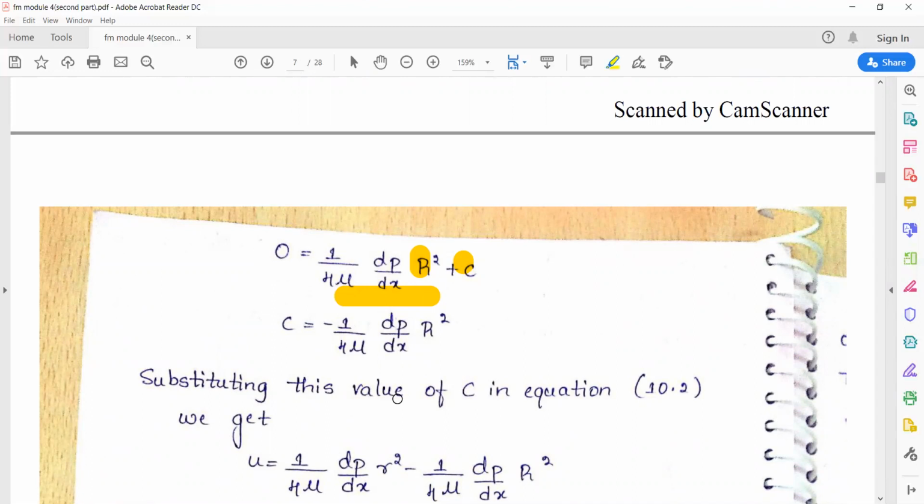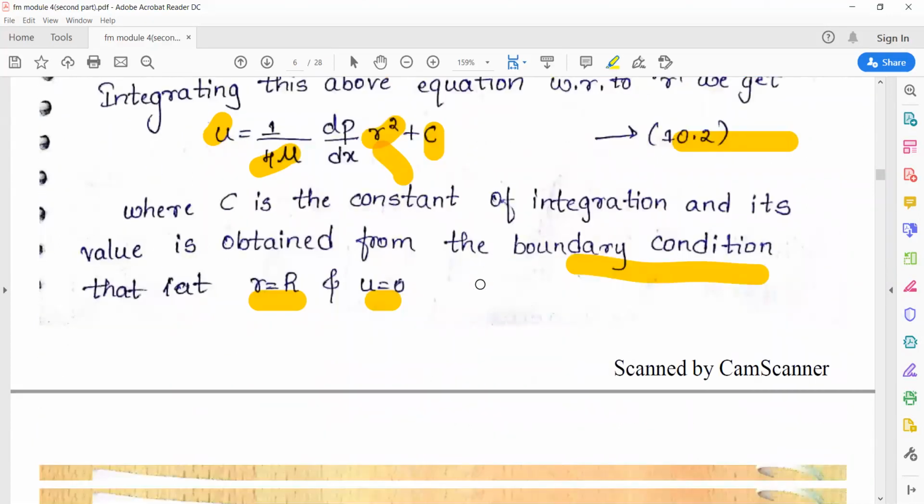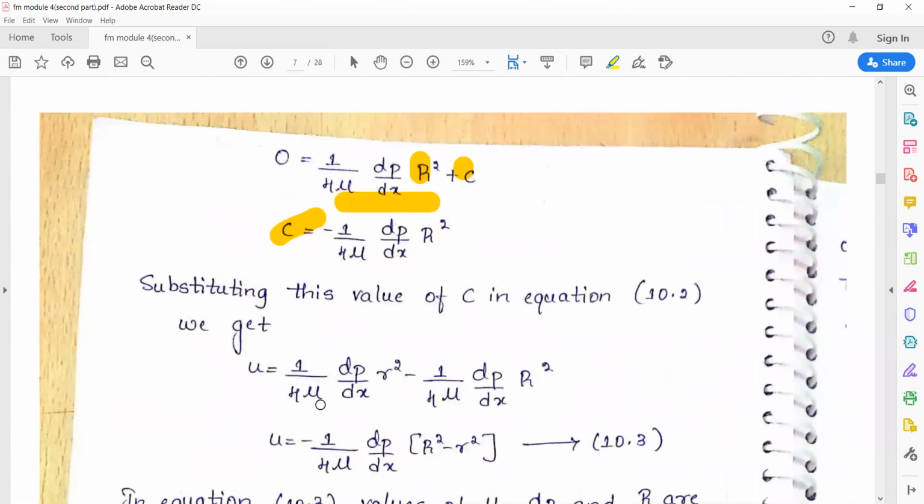If you substitute this c in the u equation 10.2, as I said, c should not be there in the velocity equation. That's why we got the expression for c. Now we can substitute it in the u equation. So u equation becomes 1 by 4 mu into dp by dx into r square. In place of plus c, you are substituting the expression of c, that is minus 1 by 4 mu into dp by dx into capital R square.